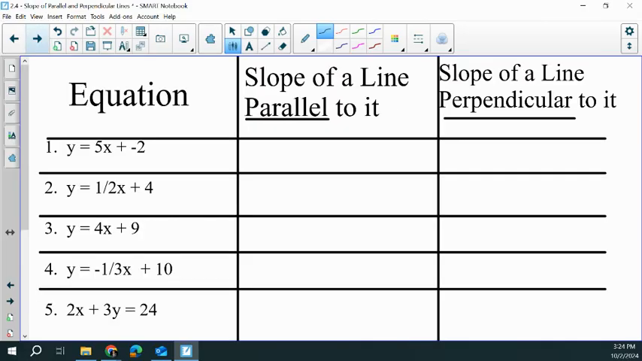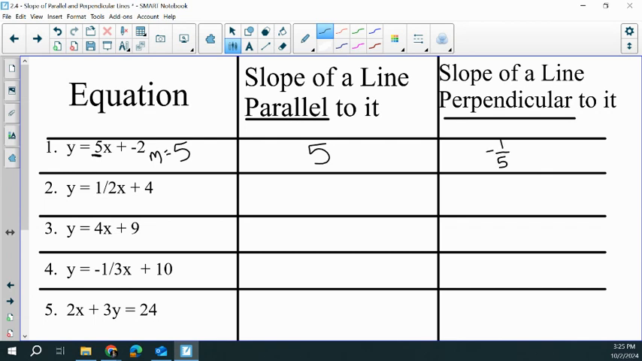Let's look at one more thing. So with equations, most of these are in slope-intercept form. The slope is always going to be the number next to the x when it's in slope-intercept form. So when it's y equals, it's the number next to the x. So my slope, for this first example, would be 5. So parallel lines have the same slope, so the slope would stay the same. But with perpendicular slopes, the slopes are going to be opposite reciprocals. So the opposite reciprocal of 5 would be negative 1 over 5.